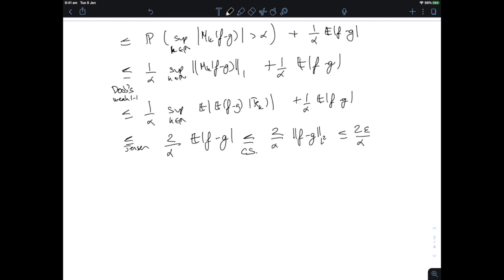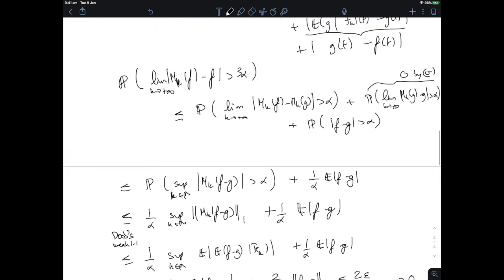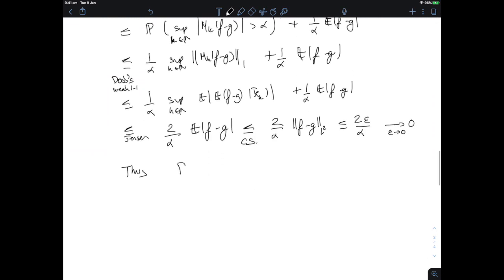Now, epsilon was arbitrary, and so therefore I can send it to 0, just picking my g appropriately, and that gives me that the probability that the limit of mkf minus f is greater than 3 alpha is 0 for every alpha positive. And that concludes the proof of the Lebesgue differentiation theorem.